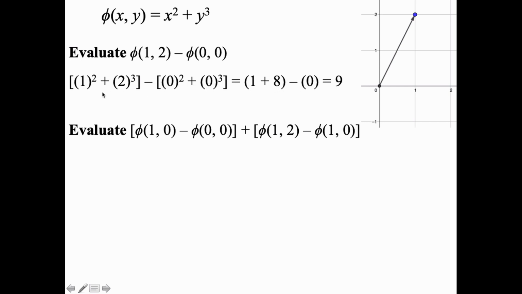Fundamental theorem is what it appears to be here, same structure. We get an answer of 9.